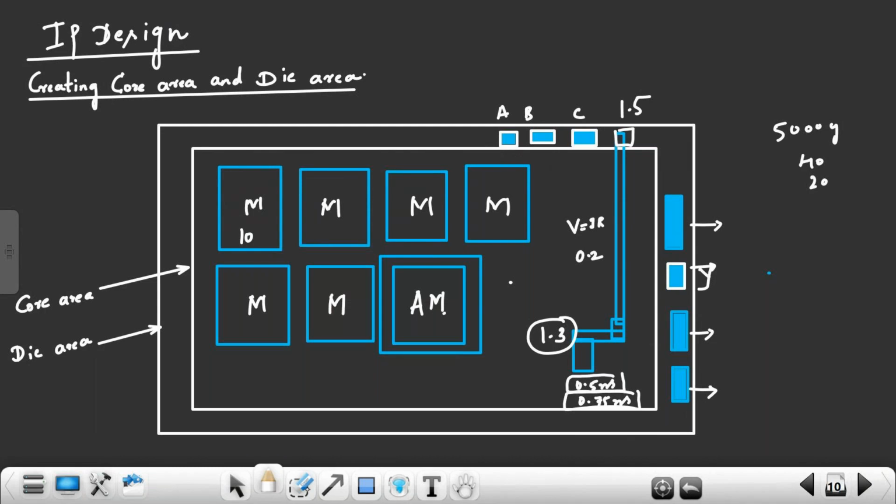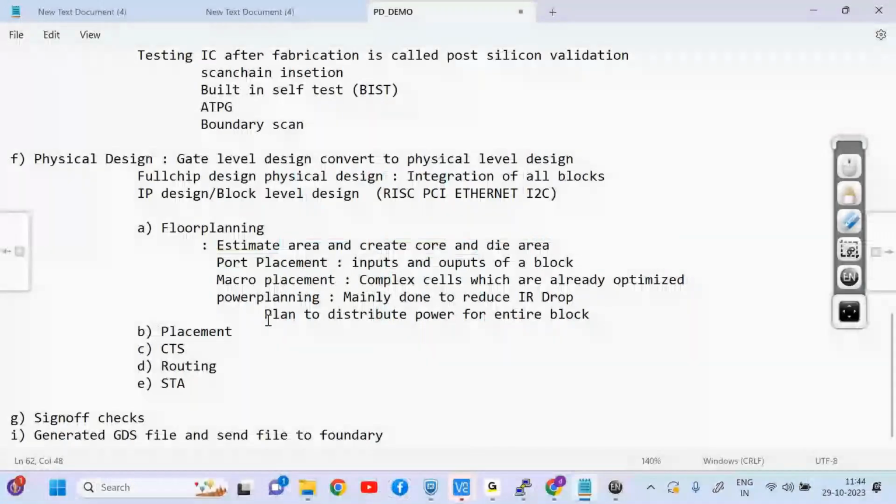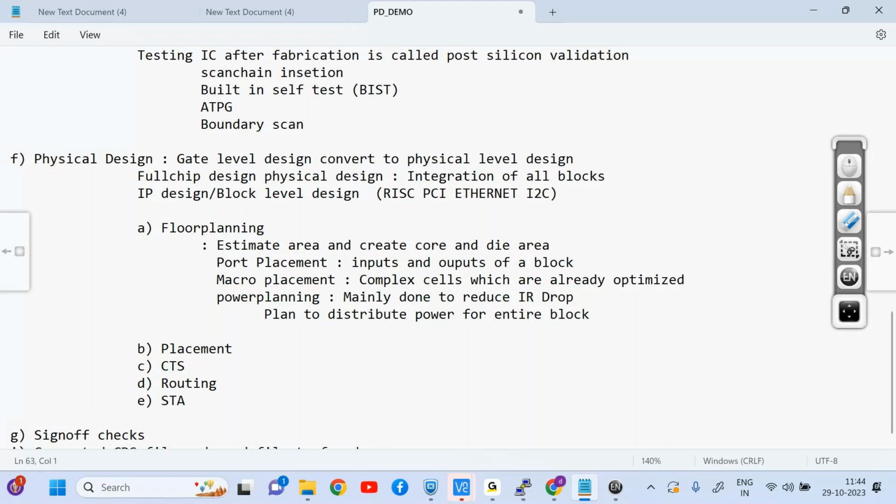To reduce that, we have to do power planning. We will study in physical design what power planning we do. We'll create rings, we'll create stripes, we will create rails, all those things we will study. How to do power planning to have less IR drop, or to minimize IR drop.